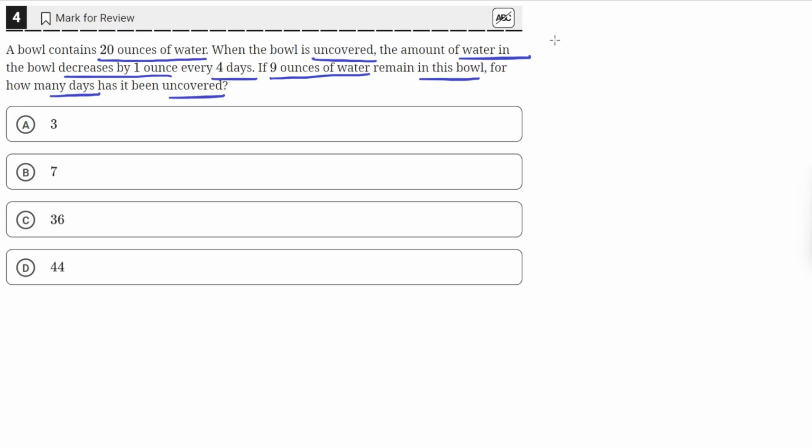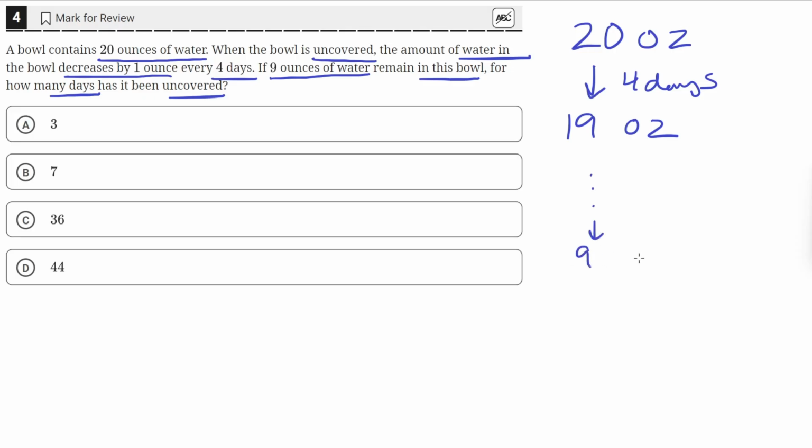So we have a bowl of water that starts off with 20 ounces, and every 4 days, the number of ounces decreases by 1. So after the first 4 days, the bowl will only have 19 ounces. And we're asked to find how many days have passed if we find that there's only 9 ounces left. So if there was a lot of days in between and we found 9 ounces of water in the bowl.